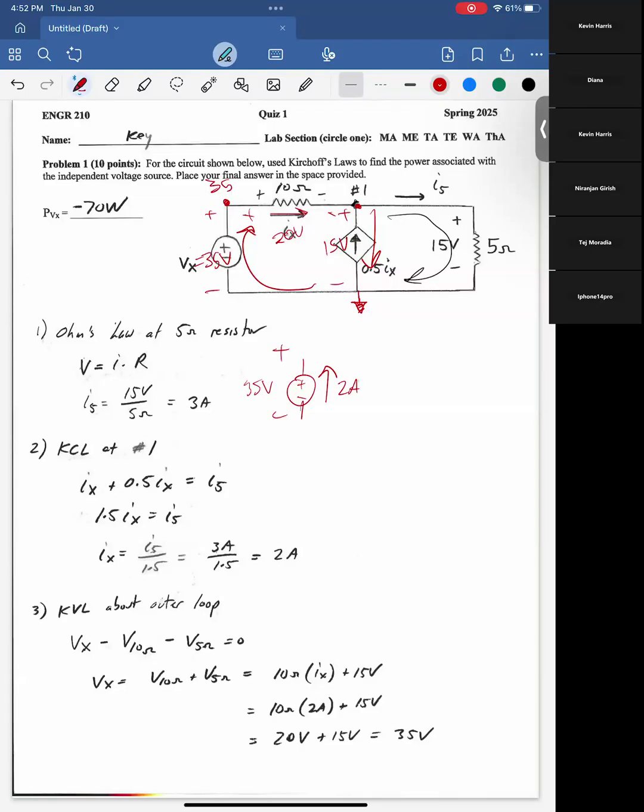Remember what I said from last time? It's positive if the voltage drop is in the direction of current, and it's negative if the voltage rises in the direction of current. Here, we see the voltage is rising in the direction of current, so our power is negative 35 times 2, which is negative 70 watts.